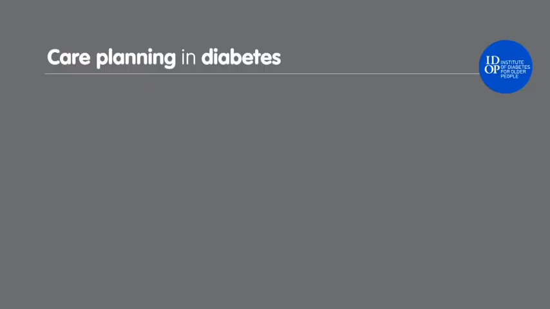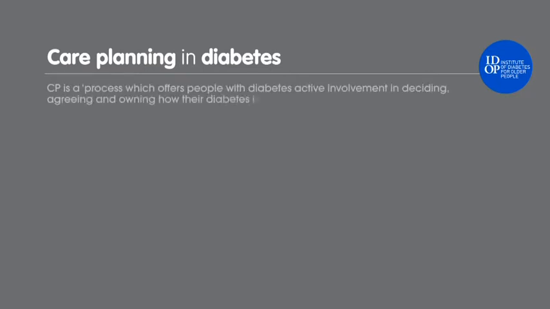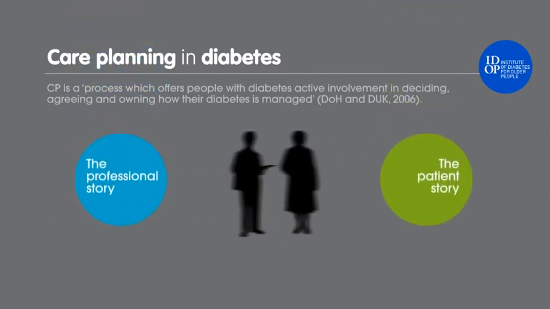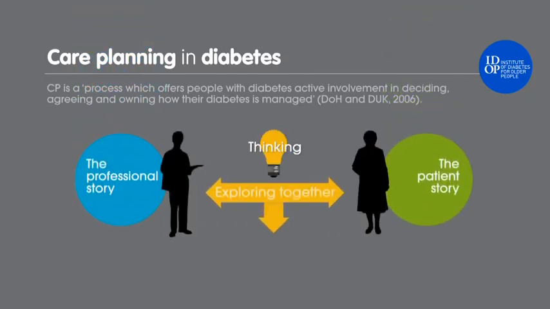Care planning has been defined as a process which offers people with diabetes active involvement in deciding, agreeing, and owning how their diabetes is managed. Care planning is a facilitative approach through which the person actively engages with their own healthcare needs.